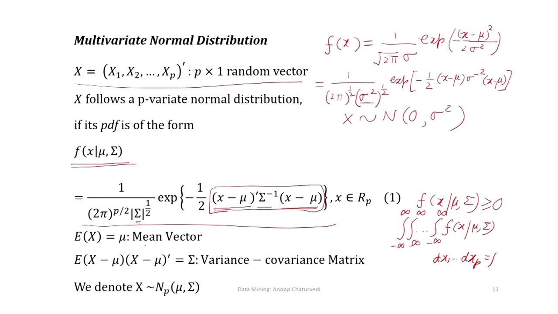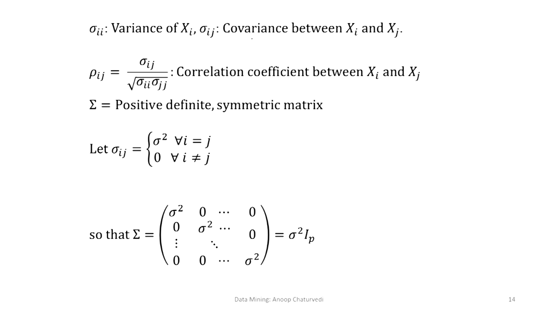So, actually mu is the mean vector and capital sigma is the variance covariance matrix of x. And we denote it by x follows Np, means p variate normal distribution with mean vector mu and variance covariance matrix capital sigma. Again, sigma ii is the variance of xi and sigma ij is the covariance between xi and xj. Sigma ii is the ith diagonal element of capital sigma, and sigma ij is the ijth element of capital sigma. And then you can define the correlation coefficient between xi and xj as rho ij equal to sigma ij upon under root sigma ii into sigma jj. And this variance covariance matrix is positive definite symmetric matrix.